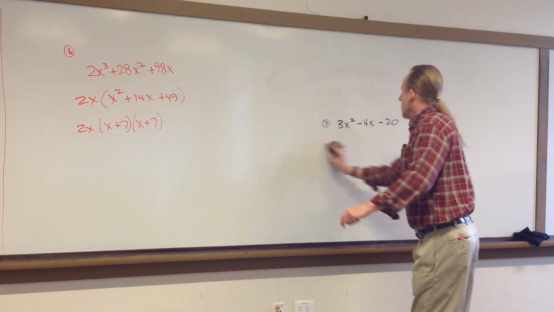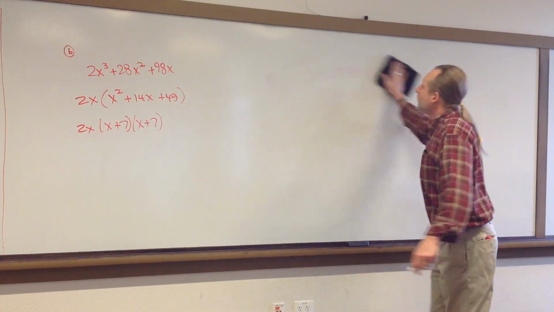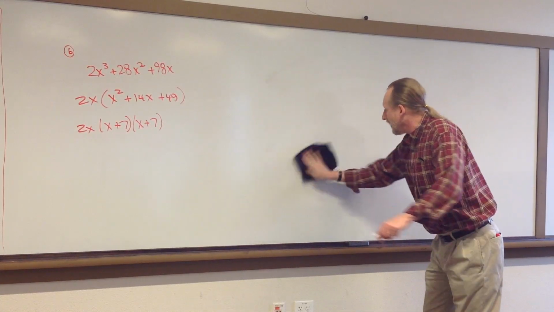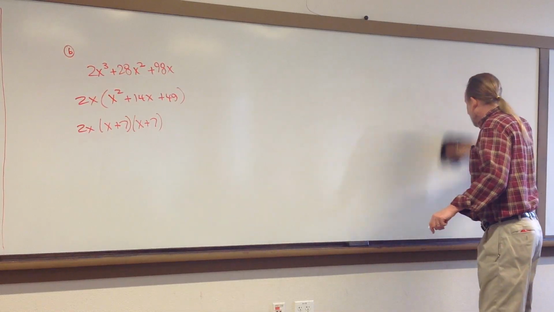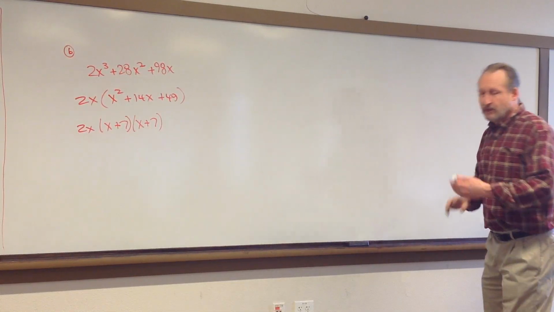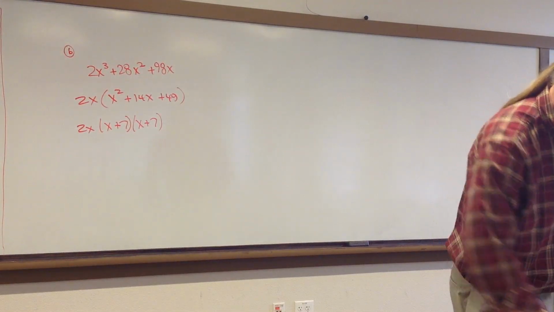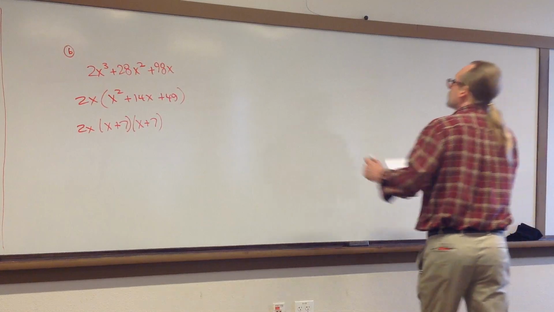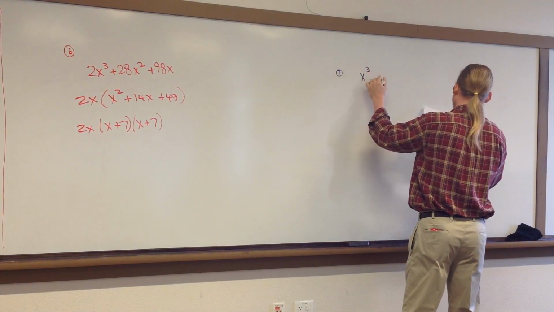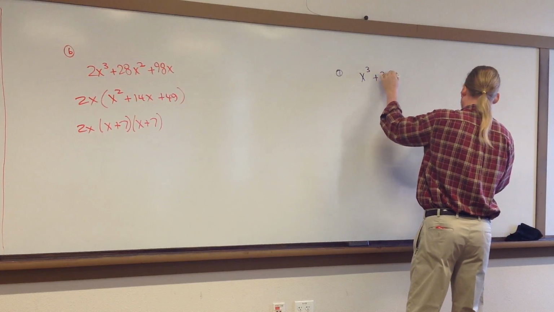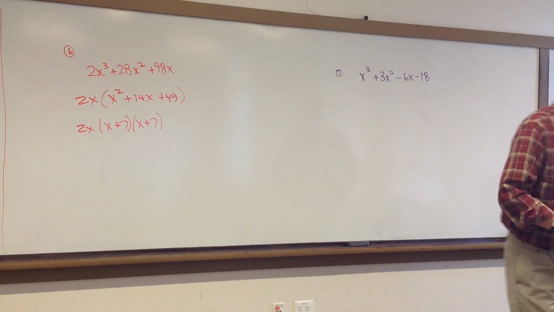Okay. Now this last one in the factoring section, notice that it has 4 terms, whereas these trinomials that we've been looking at only have 3 terms. And that's an indication that this is going to be a different kind of factoring. This is going to be a factoring by grouping problem. So, problem 7, we start out with x cubed plus 3x squared minus 6x minus 18.